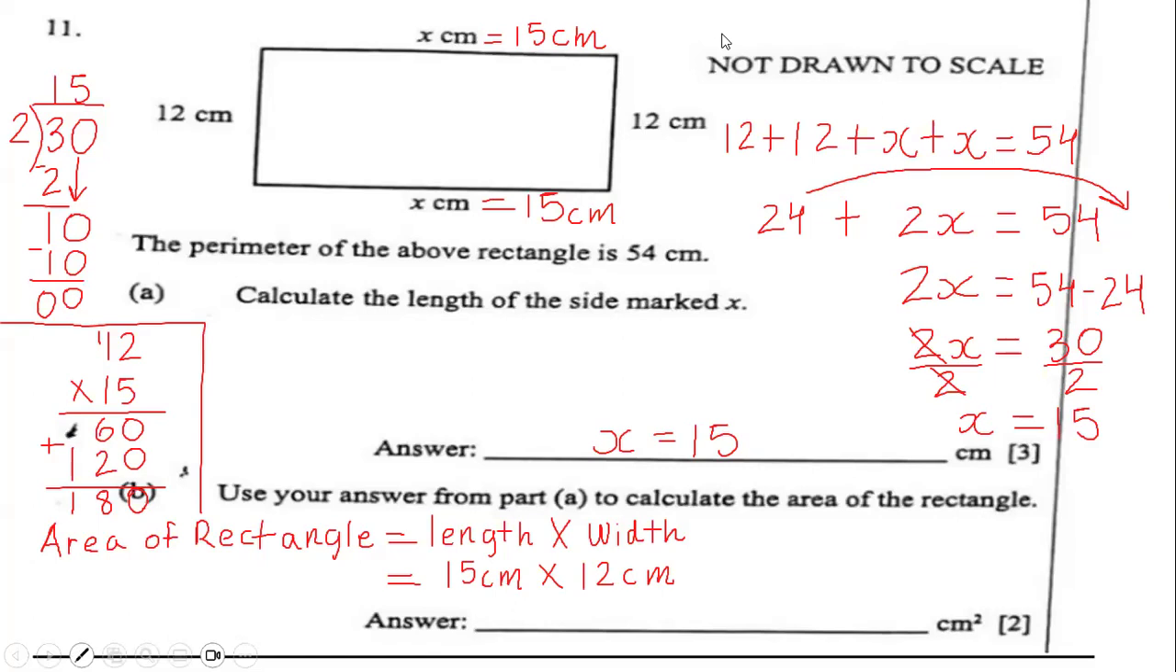Good. So we have 15 multiplied by 12, which is going to be what? 180. So this is going to be 180 centimeters squared.